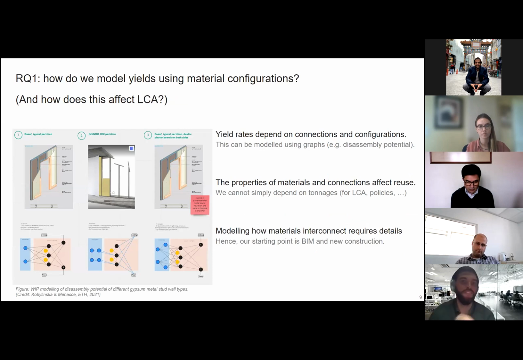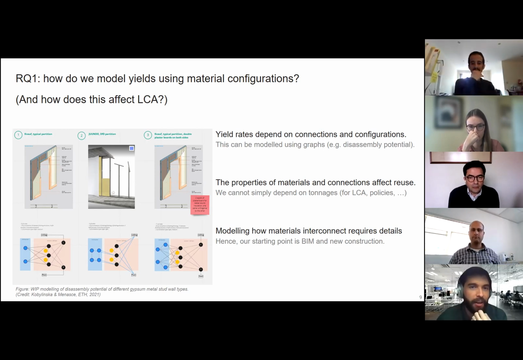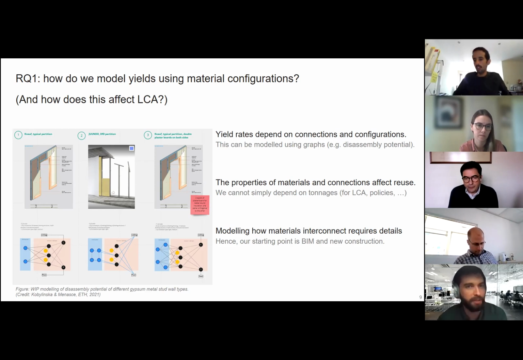So the first question is, how do we model yields using material configurations? And in brackets, how does this affect LCA? Because the LCA part is actually in Steffi Helwig's work package. But of course, there is an impact. And by configurations, what we mean is how materials are combined and connected. So on the left, you see a work in progress screenshot of modeling how different alternative types of gypsum board and steel frame walls are assembled, and how they could be disassembled.